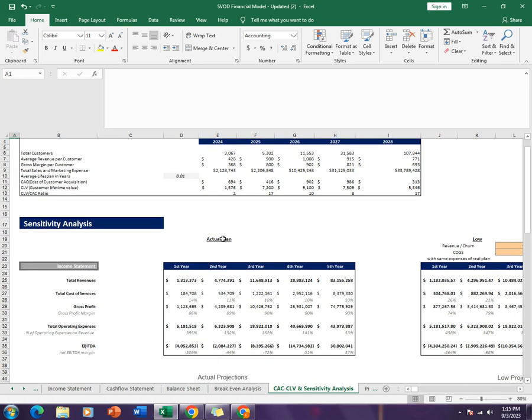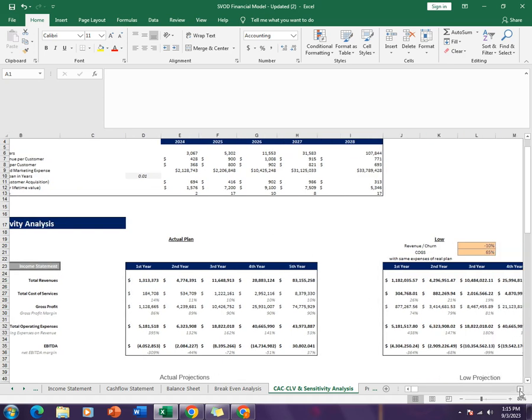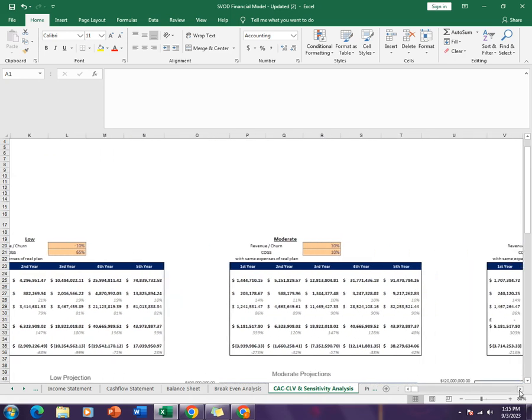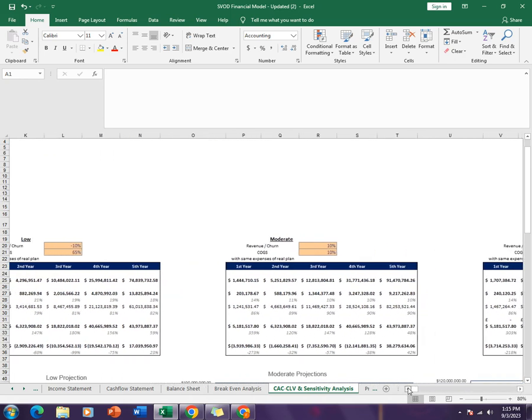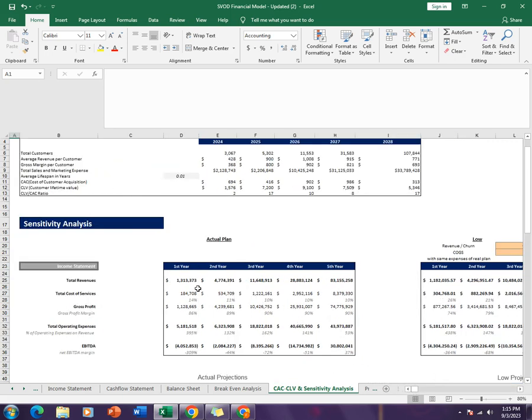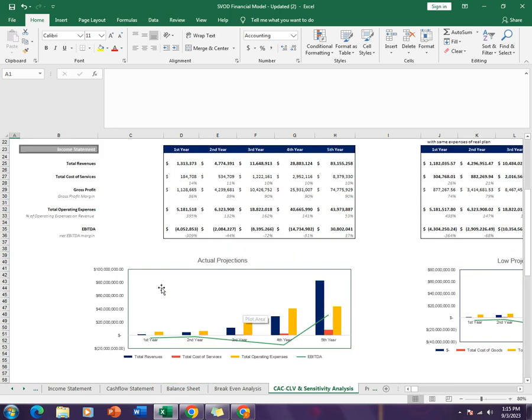Then comes the sensitivity analysis. The sensitivity analysis talks about the three different scenarios that are actual, low, moderate, and then optimistic. These give you the scenario-based sensitivity analysis, and it also shows it in graphical form.